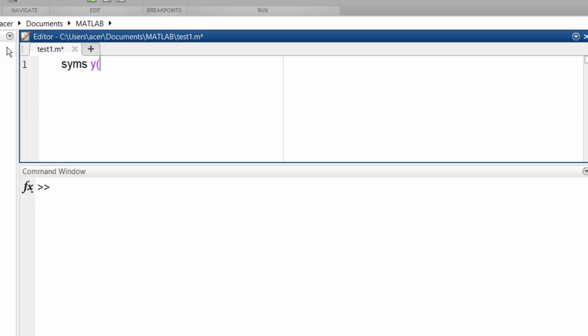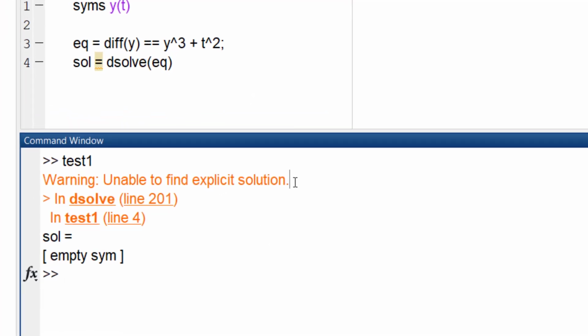Before ending this tutorial, I just want to mention that most differential equations have no explicit solution. So if you couldn't solve them analytically, you must go for numerical solutions, which I'm going to cover in my forthcoming tutorial.